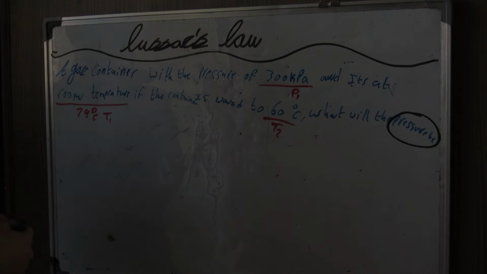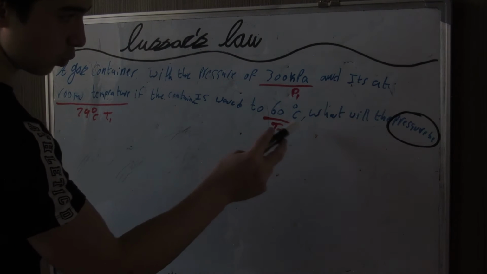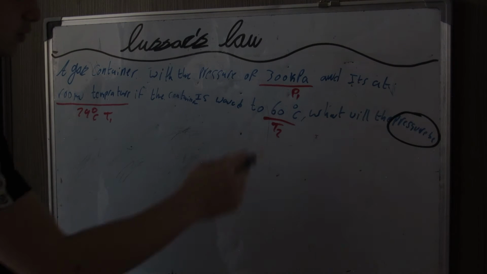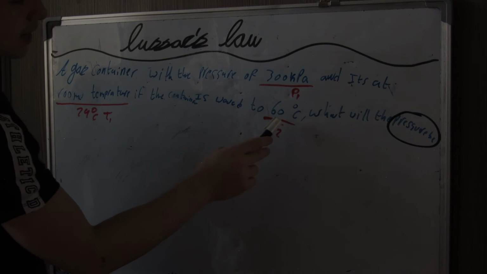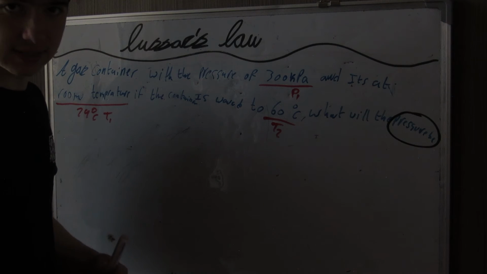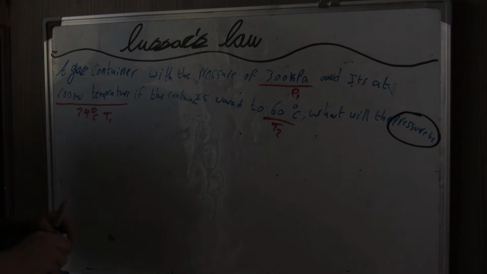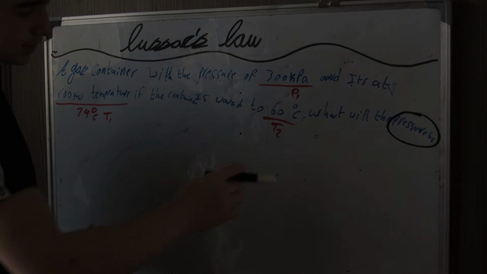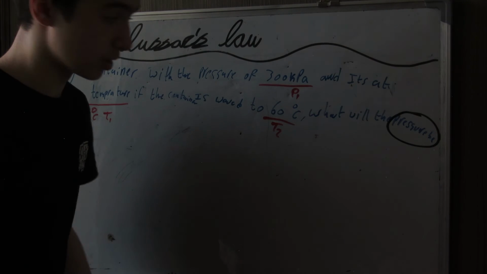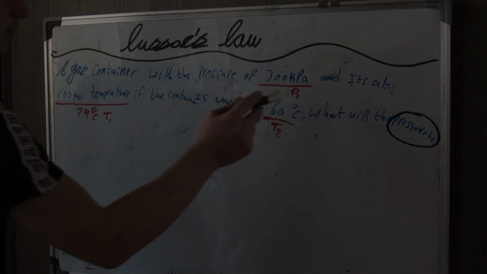The first key here, we saw that it says if the container is warmed to 60 Celsius, what will the pressure be? That means that we started at 300 kilopascals, we increase the temperature, and the pressure must increase, because as we said, we have a relationship: as pressure increases, temperature increases. So that means if temperature increases, the pressure must increase. You're right. So I can tell that we have here P1.